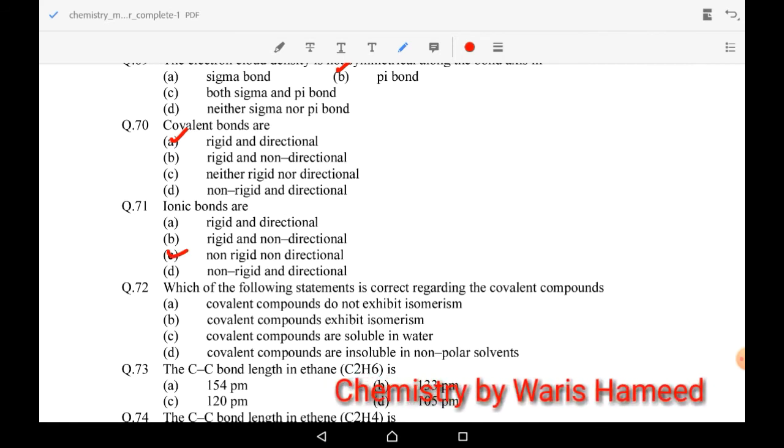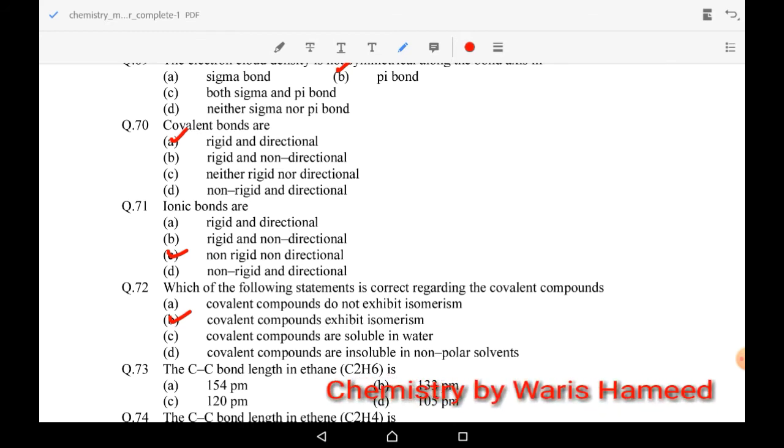Which one of the following statements is correct regarding the covalent compound? Covalent compounds do not exhibit isomerism. It's a wrong statement. Covalent compounds exhibit isomerism. It's the correct one. They are soluble in water. They are not completely soluble in water. Covalent compounds are insoluble in non-polar solvents. Covalent compounds are actually soluble in non-polar solvents.